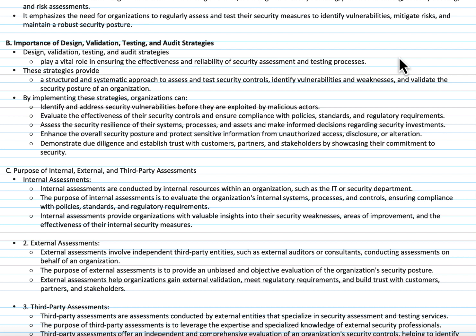Now, by implementing these strategies, you will identify various vulnerabilities that could be exploited by potential malicious actors. So you want to make sure that you do these assessments because they will highlight some potential challenges you may have. You also want to evaluate the effectiveness of the controls that you have in place.